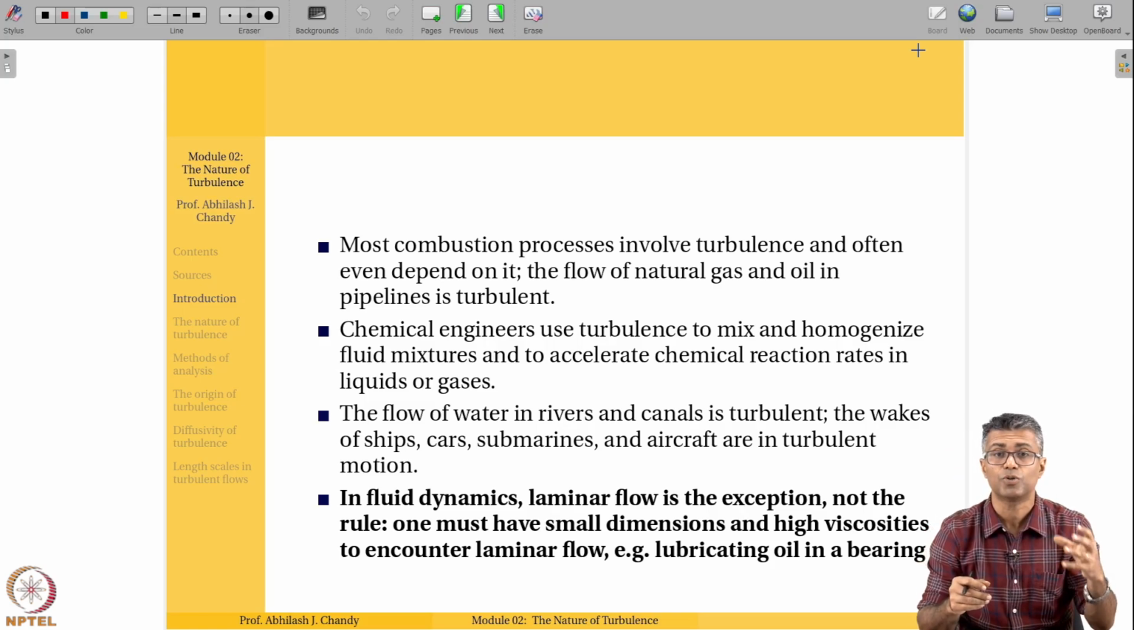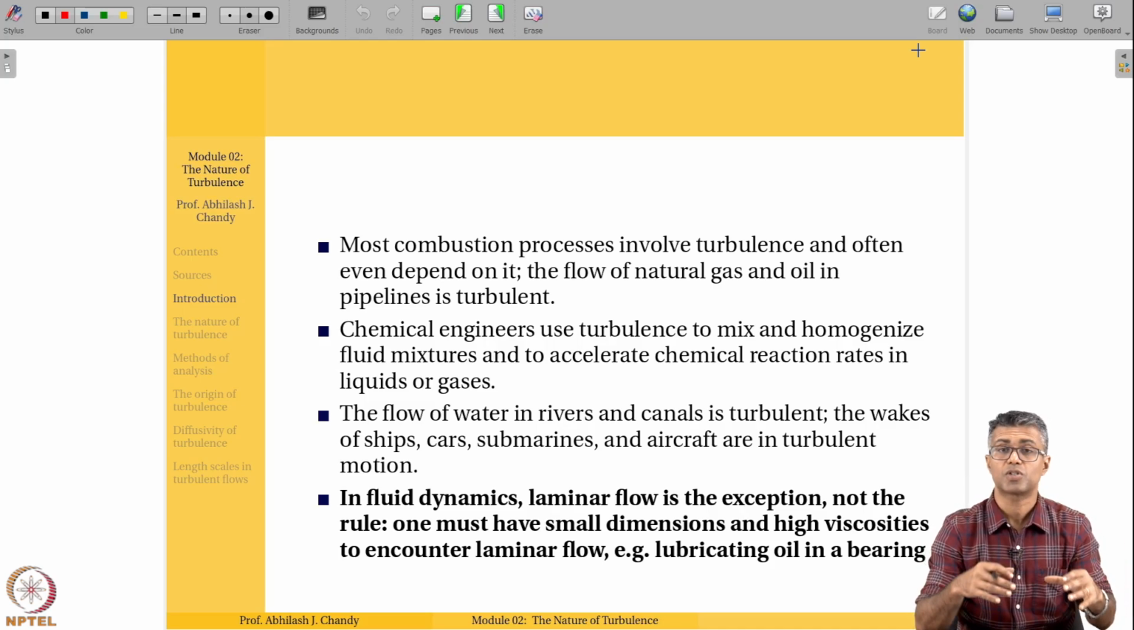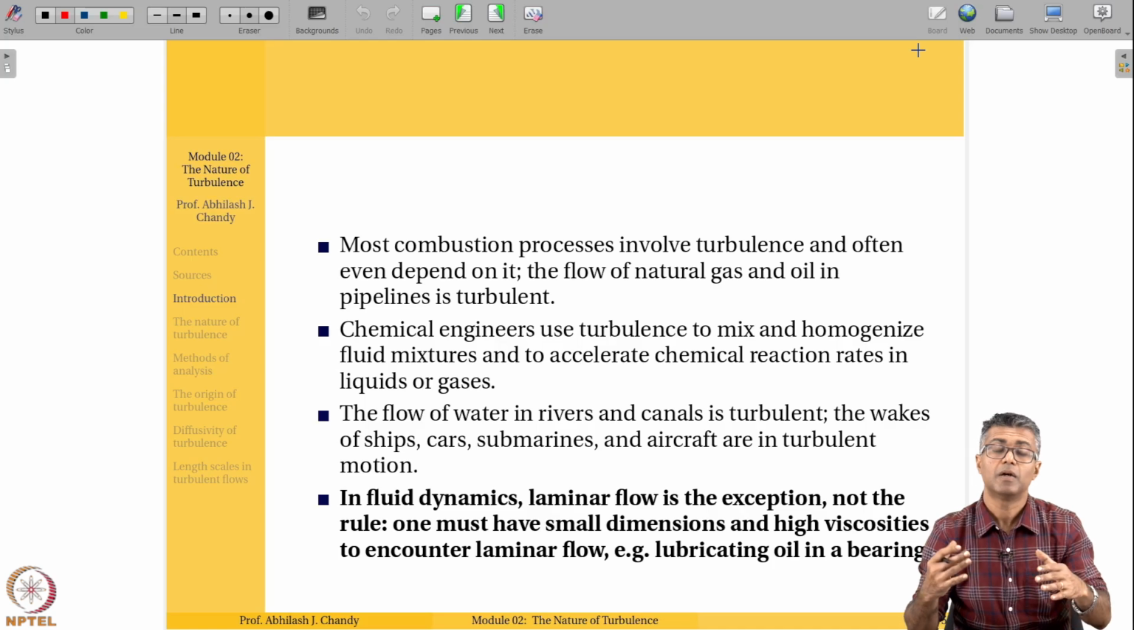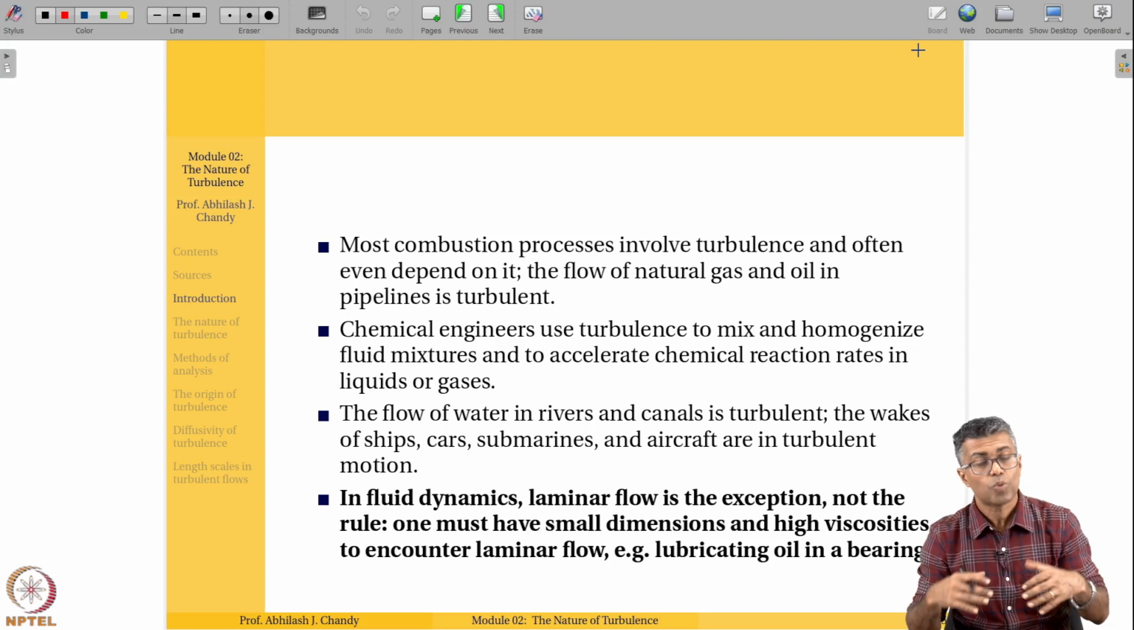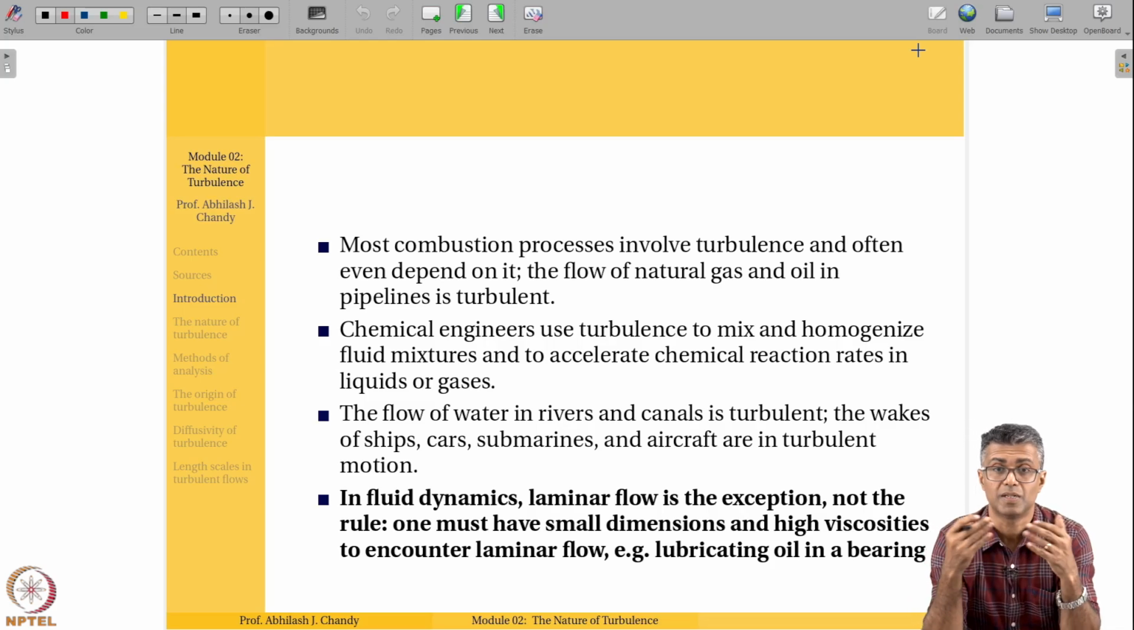Stresses created due to the turbulent flow will determine how you design the pipeline. If it was laminar, the stresses on the pipeline would be much lesser. But because the flow is turbulent, the stresses on the surface of the pipe are going to be very high, in which case you have to design the pipe to be strong enough. Right? So these have implications on the design of the pipeline.